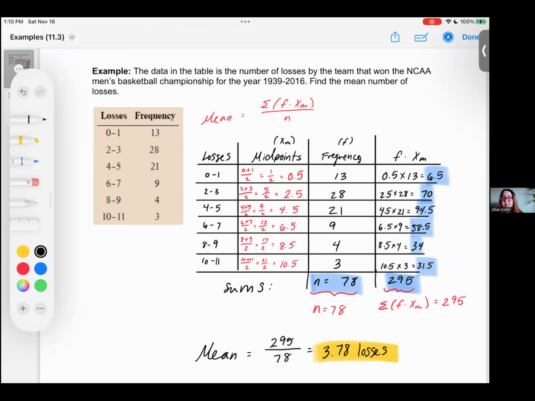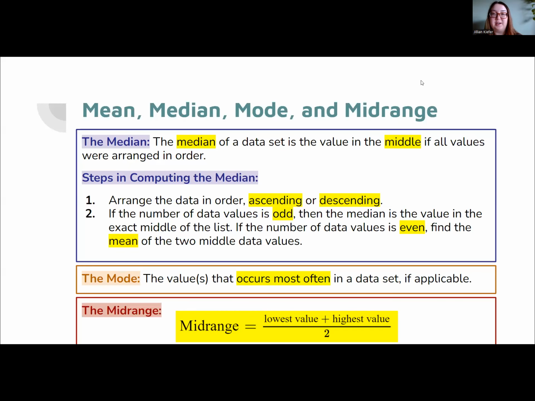Drawing out the chart is always helpful, having it coincide with the formula so we can see how everything lines up together, and then plugging our values in at the end. So, all right, that wraps up example 1. Let's go ahead and go back to the lecture. All right, so that was a lot of information about the mean. Now we can move on to the median, mode, and mid-range.